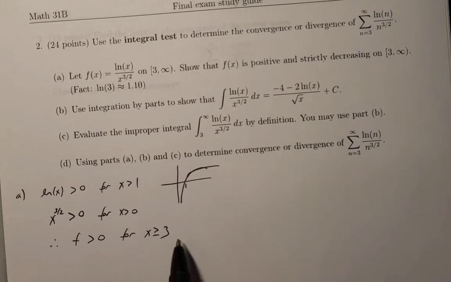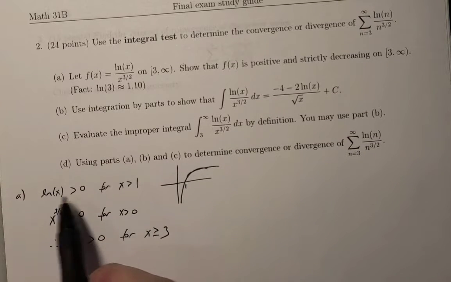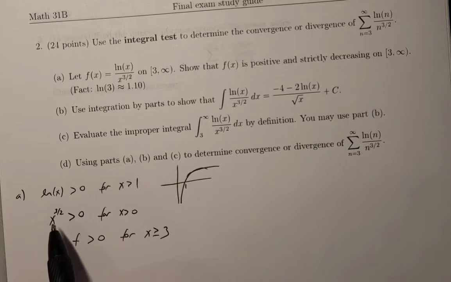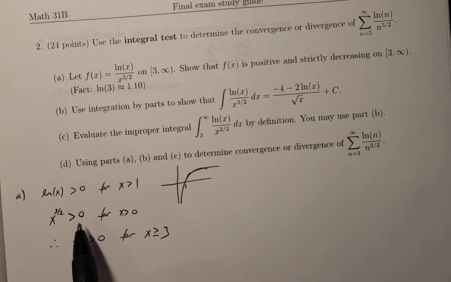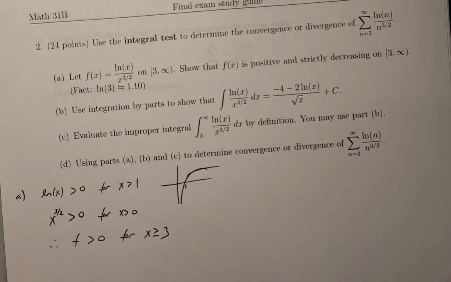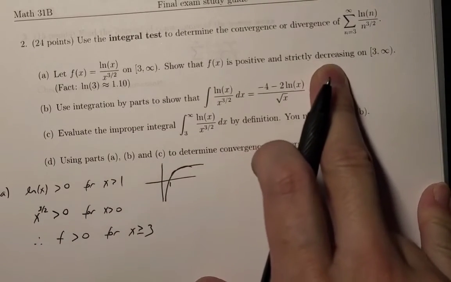Okay? Technically, we're only interested when it's starting from 3. But I showed that log is positive when x is greater than 1. And this power function, technically the square root of x cubed, is positive for x greater than 0. So, of course, f has to be positive when x is greater than or equal to 3. Easy. Okay. Now, how do we show it's strictly decreasing?